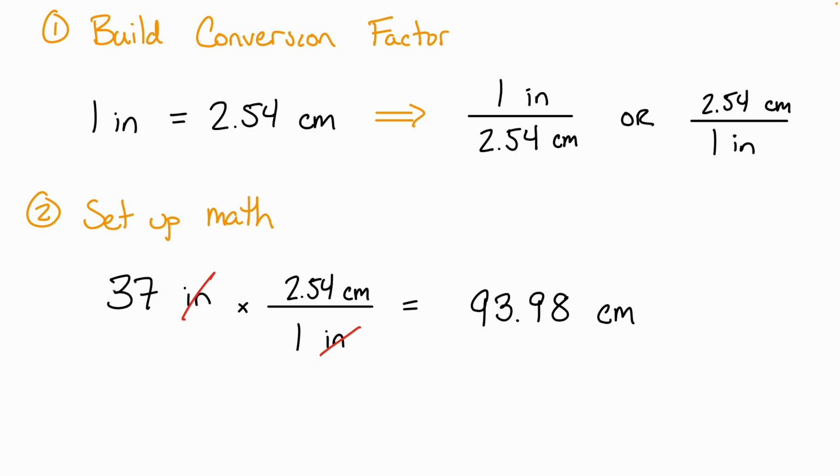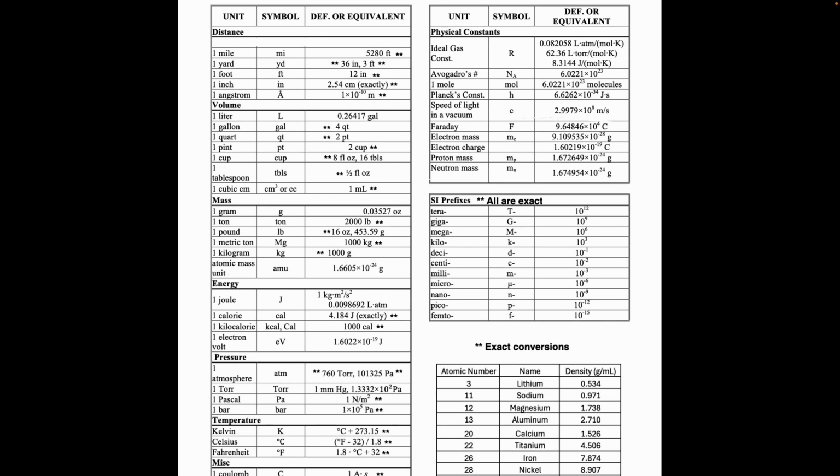Sig figs, everybody's favorite. So how many sig figs should my answer have? My 37 inches have 2 sig figs. What about this 2.54 over 1 business? Doesn't count. So why doesn't it count? We got to look carefully at our constants page here. If you notice, everything that has these double asterisks, anything that has that double asterisk is an exact conversion. A lot of these conversions are, in fact, exact conversions. Not all of them, but quite a bit of them are exact conversions.